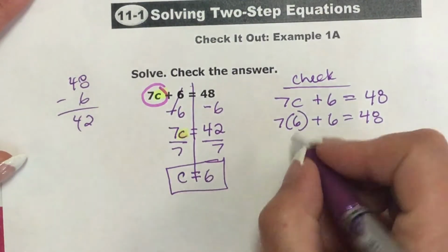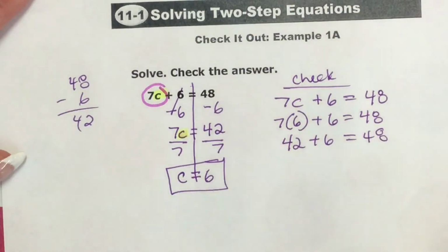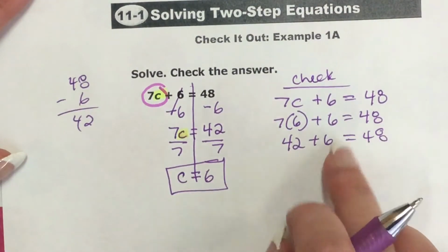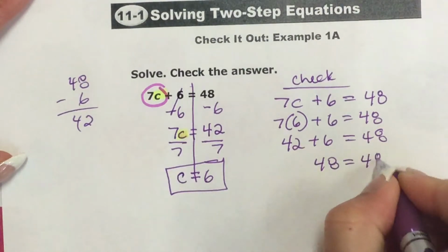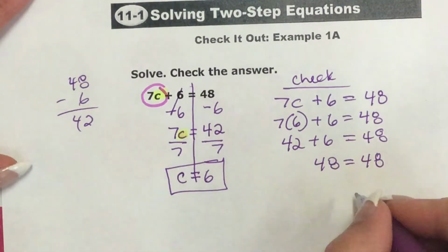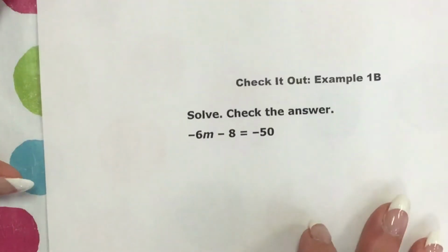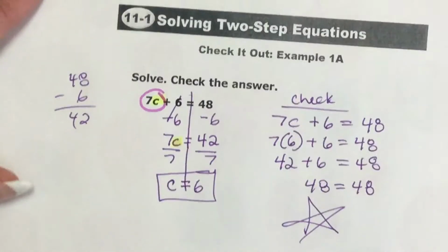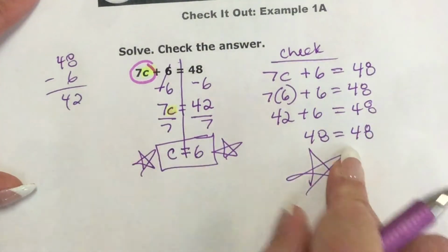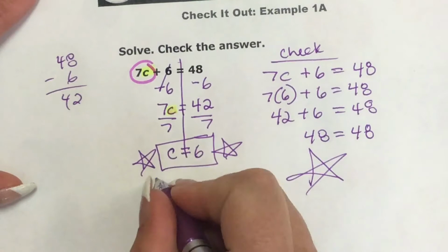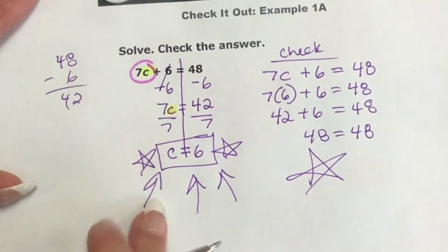7 times 6 is 42, plus 6 equals 48. And 42 plus 6, 2 plus 6 is 8, so it's going to be 48. So if you got 48 equals 48, good job. All right, perfect. Let's go on to check it out. Which means that this is the correct answer. We got a true statement, which means this is the solution to this equation, C equals 6.